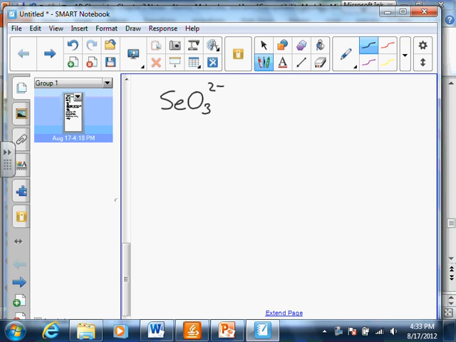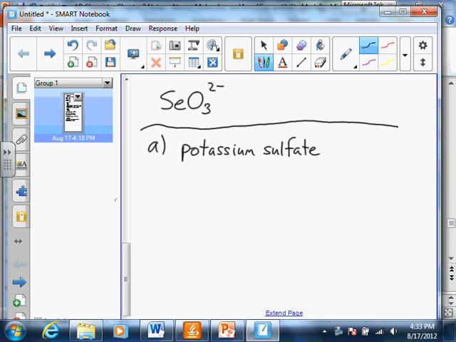Next one, name the following compounds. K2SO4. That's potassium, and SO4, again, you just need to memorize that one. That's going to be sulfate. So the way we would name this is potassium sulfate. Next one, Ba(OH)2. Ba is barium, OH minus is hydroxide. You might have remembered that from last year. So that's barium hydroxide.